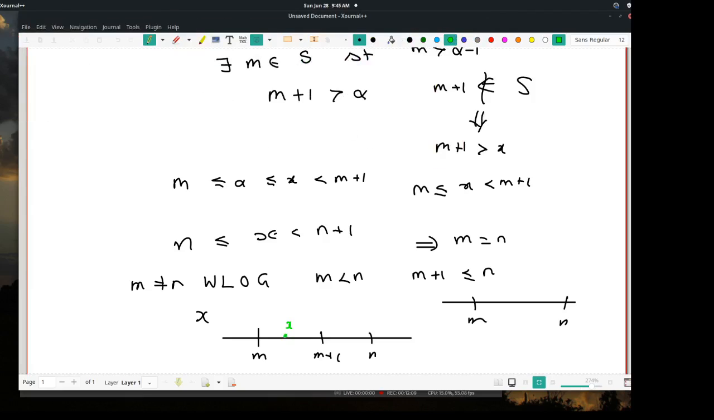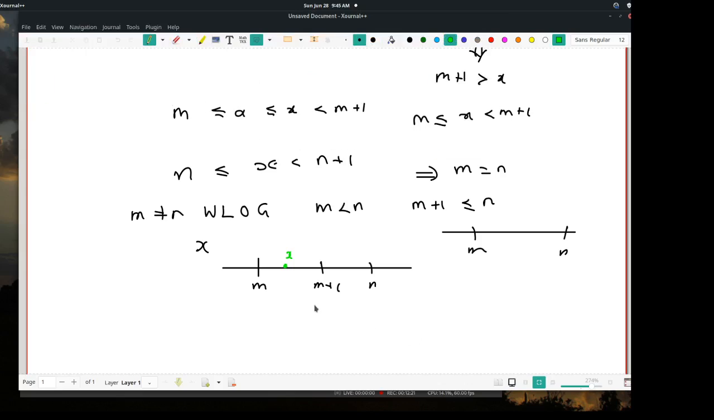Okay. Somewhere here. But remember, my X is greater than or equal to N. Therefore, it should be somewhere here. Do you see that? That's a contradiction. If you don't like this, you want a proof, you can do that. Okay. How do I do that?